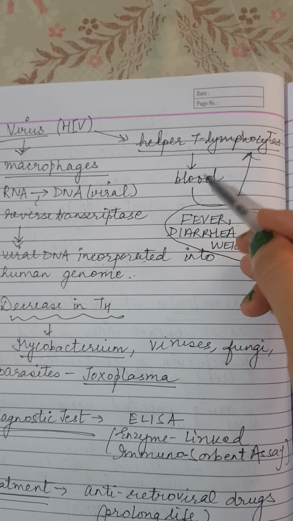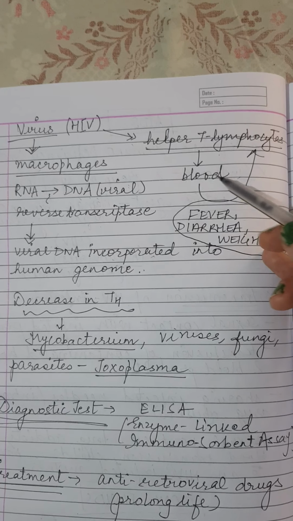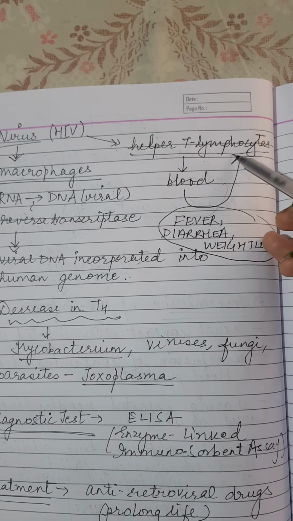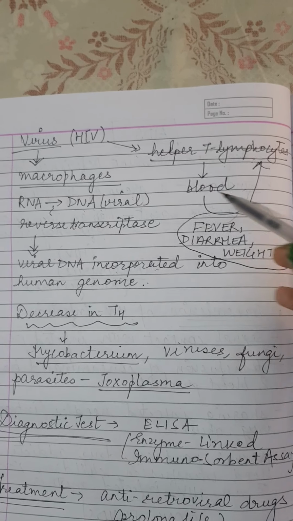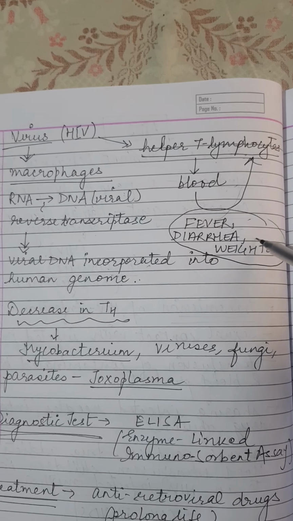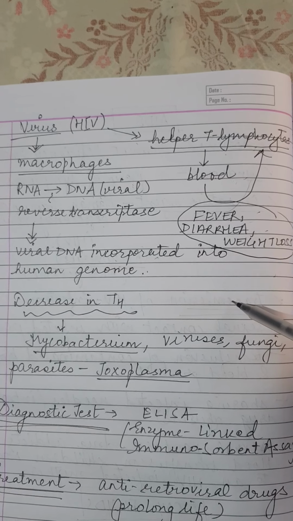Simultaneously, they are going to infect helper T lymphocytes, which are then released in the blood. Further, those can infect other TH cells or helper T lymphocytes. During this time period, fever, diarrhea and weight loss are observed. These are the observable symptoms.